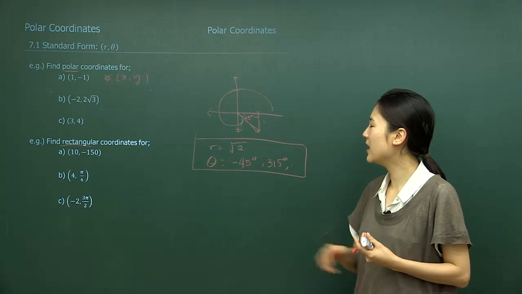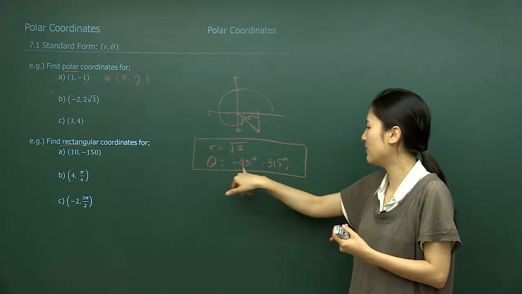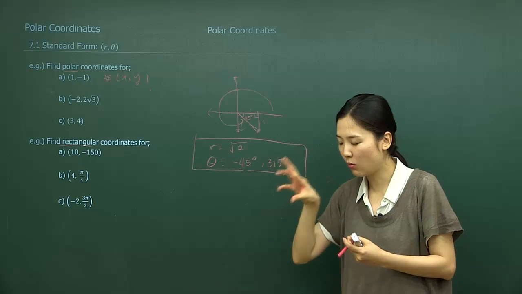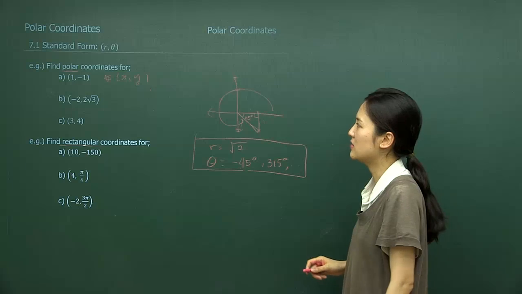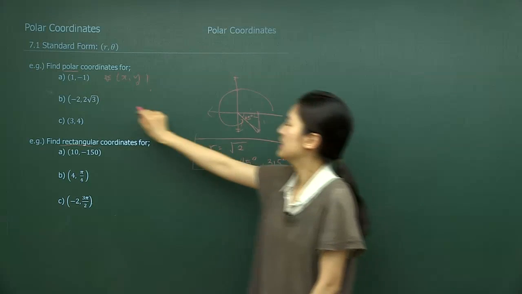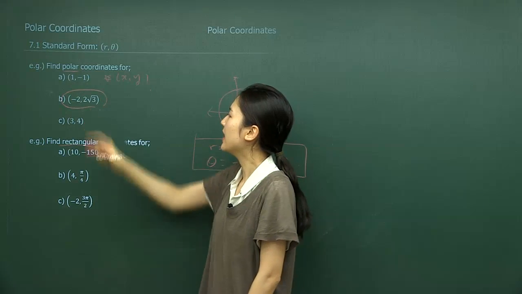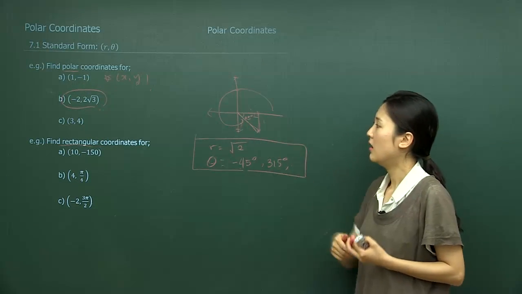You may just simply calculate them, but also you can just find the position of each angle and find out the one that does not stay in the same position. That's the easiest way. Now, there is negative 2, 2 root 3.